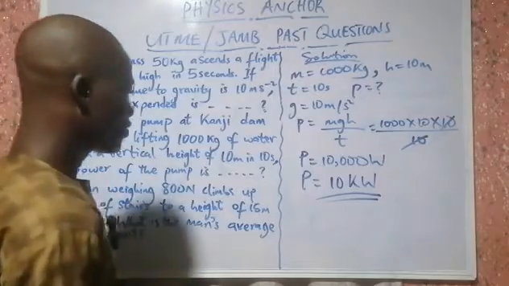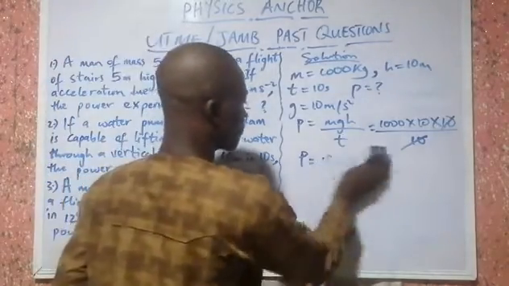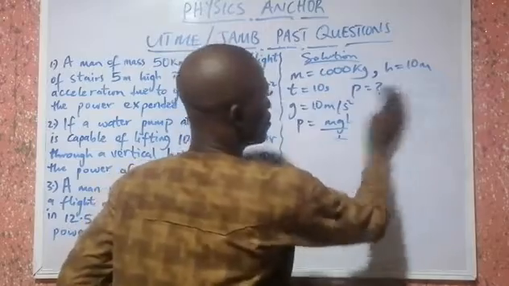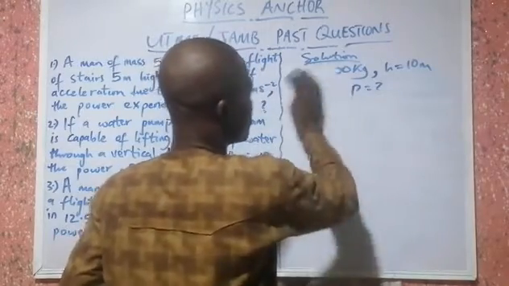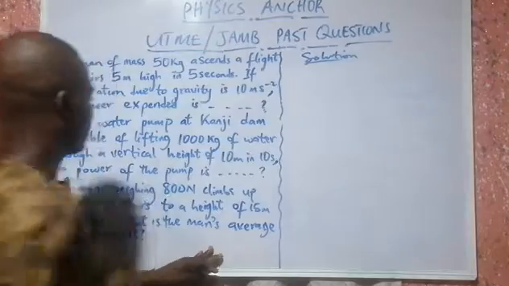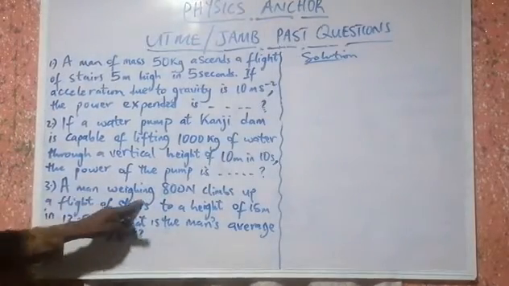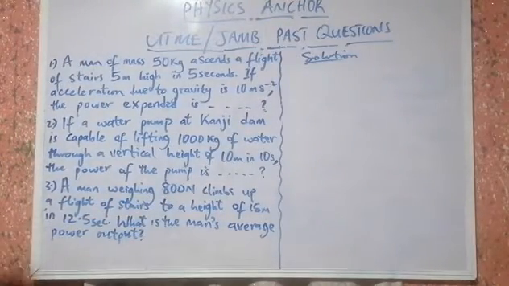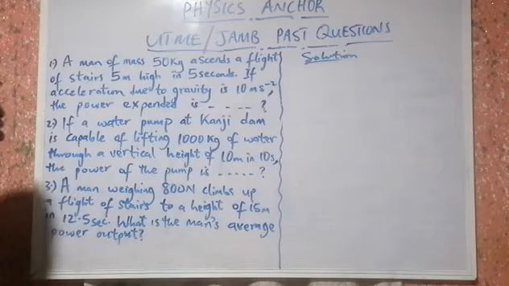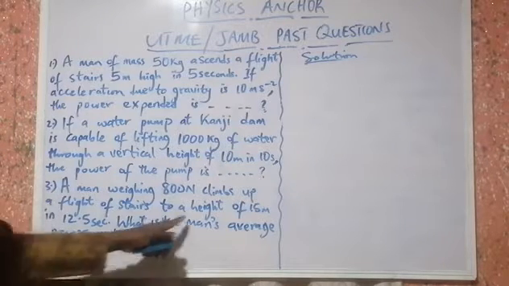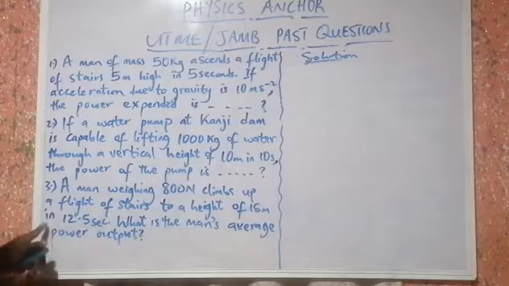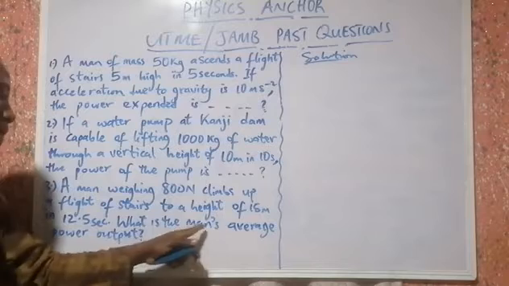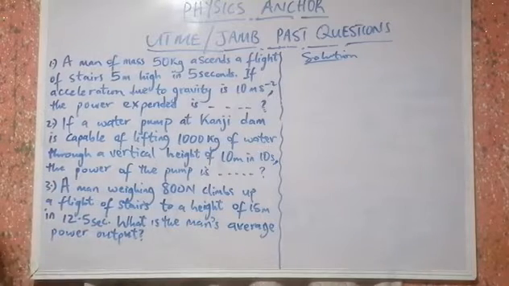So let's do justice to number 3. Okay, the number 3 question that we have here: A man weighing 800 Newton climbs up a flight of stairs to a height of 15 meters in 12.5 seconds. What is the man's average power output? So they're asking us for the man's average power output.